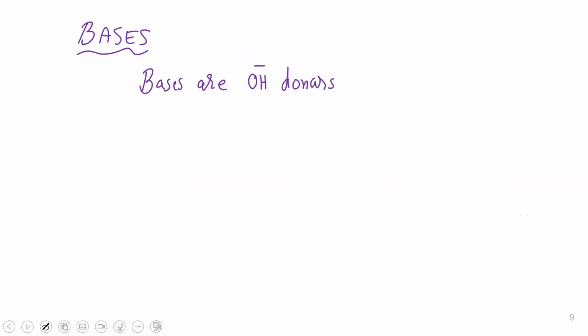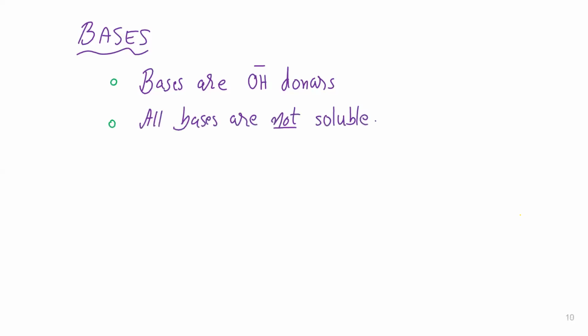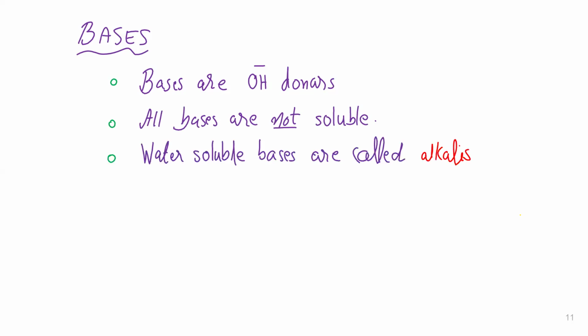Now, we come to our next concept, bases. What are bases? This is a rough approach, but it works. Bases are OH minus donors. Bases are not all soluble in water. Some of them are soluble. Now we make a concept that water soluble bases are called alkalis. Some bases are soluble in water and some bases are not soluble in water.